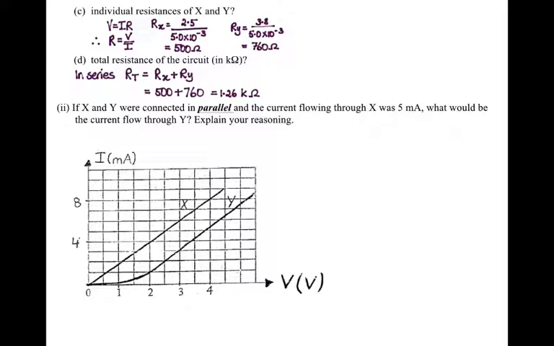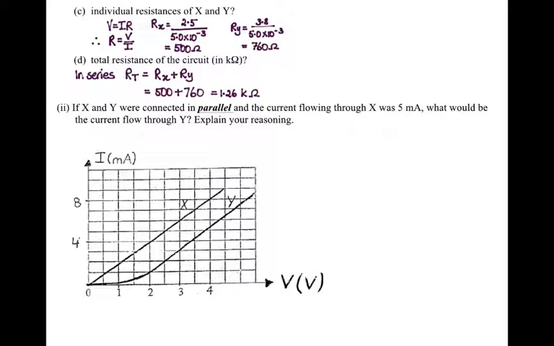So the total resistance is just going to be adding up the resistors, which is 500 plus 760, 1,260. So we write that in kilo ohms because the question says in kilo ohms. There we go. So that's in series, yeah?